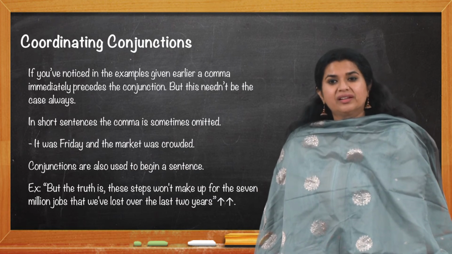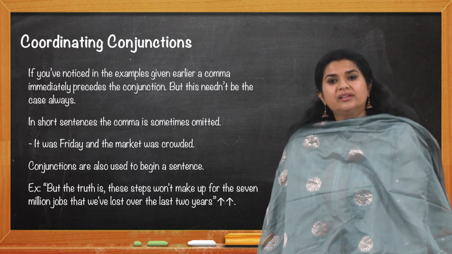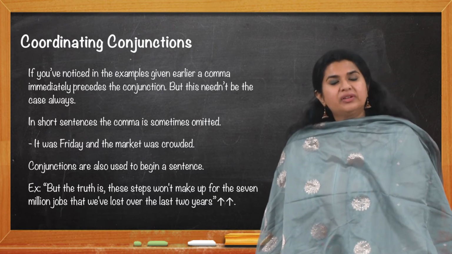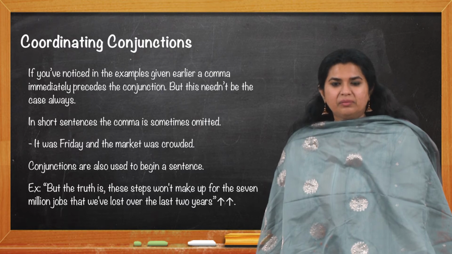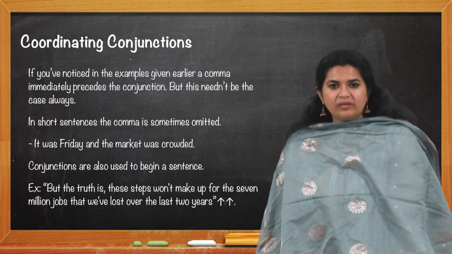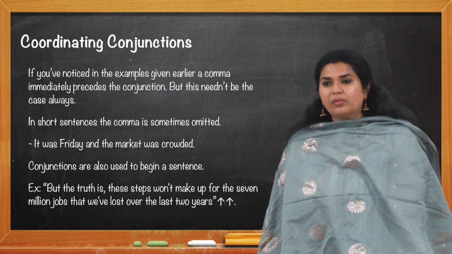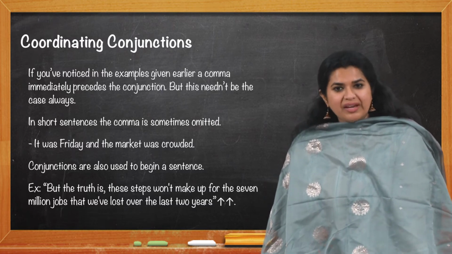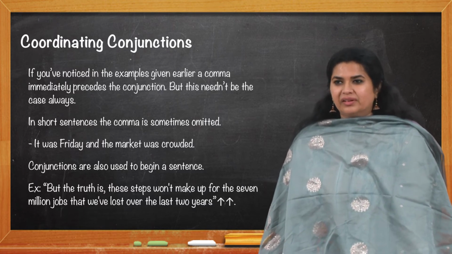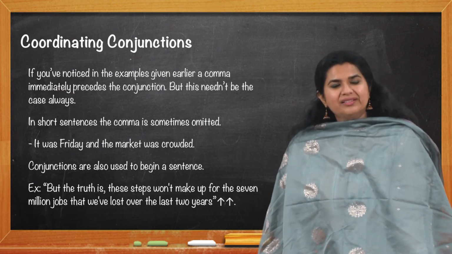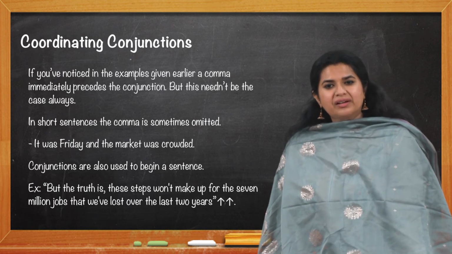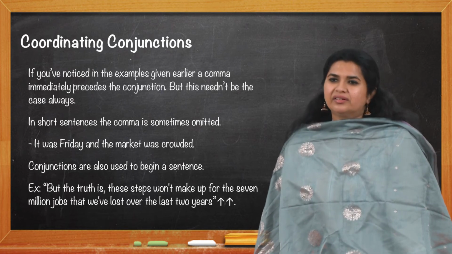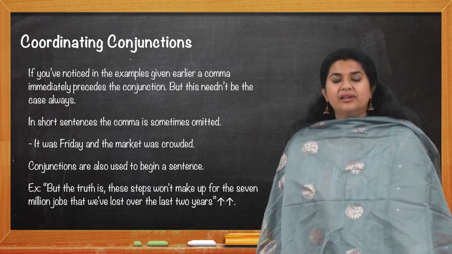Coordinating conjunctions. For example, if you notice that in these examples, a comma immediately precedes the conjunction, but it need not be the case always. In short sentences, the comma is sometimes omitted. For example, it was Friday and the market was crowded. So, this is a short sentence. It was Friday, the market was crowded, two independent clauses joined by the conjunction and, does not really require a comma.